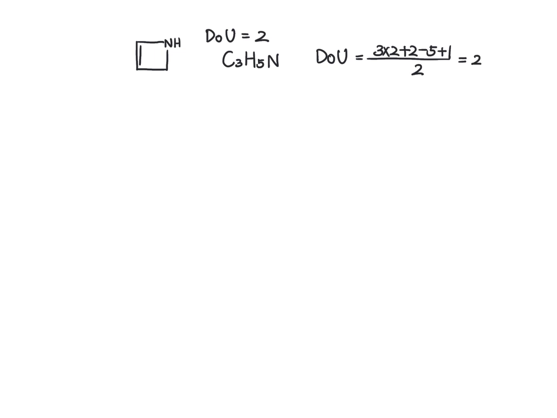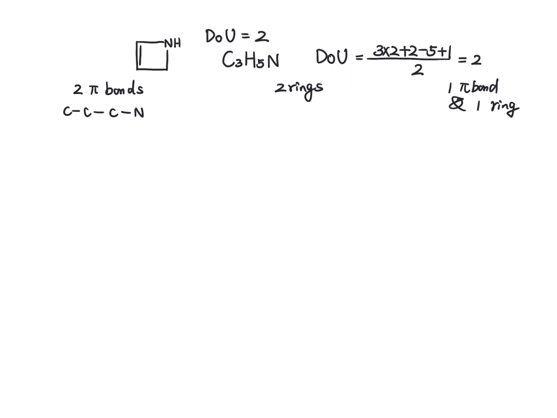Let's see. We will have 3 scenarios. The first one is 2 pi bonds. Or we can have 2 rings. Or we can have 1 pi bond and 1 ring. Okay, 2 pi bond situation. So 2 pi bonds need to be linear because it's acyclic. It doesn't have a ring. So what we can have here is 3 carbons, 1 nitrogen. The first scenario is we can have carbon, nitrogen.